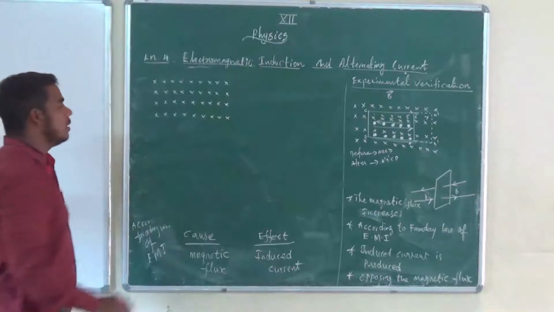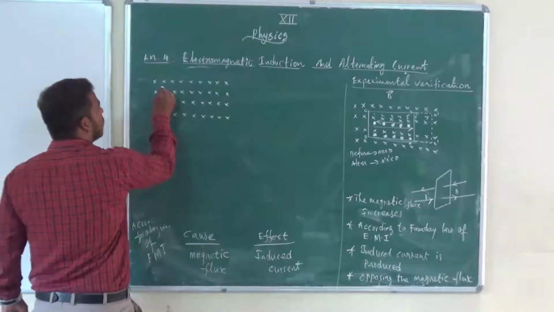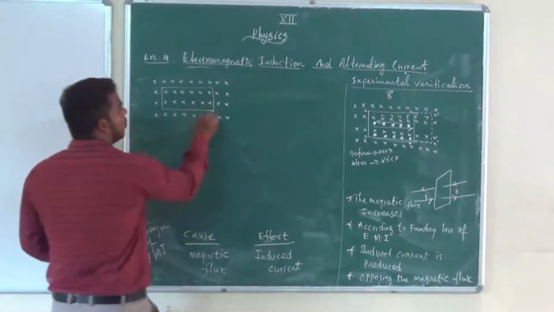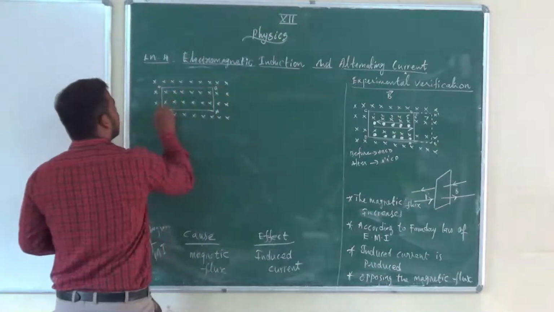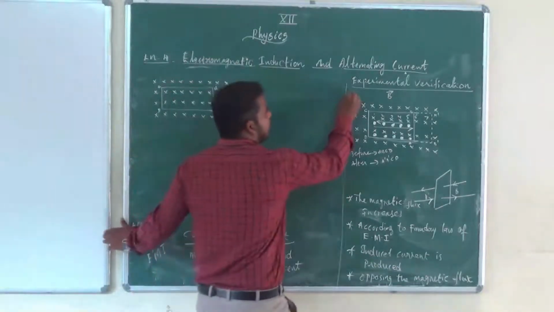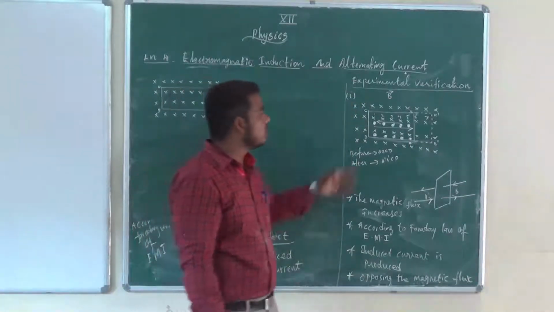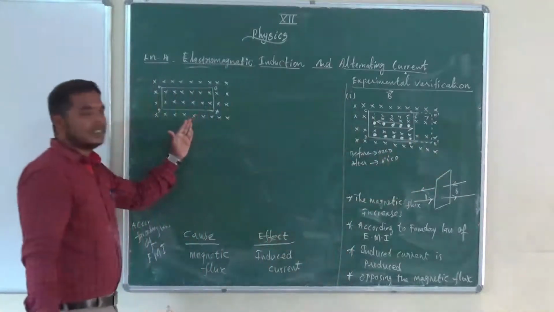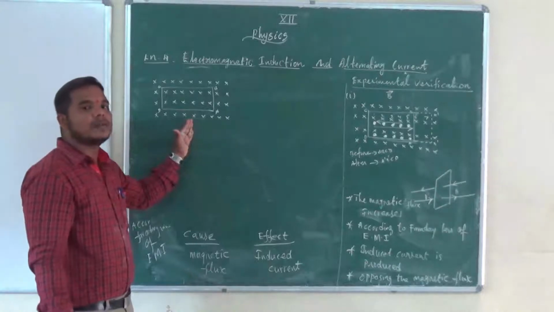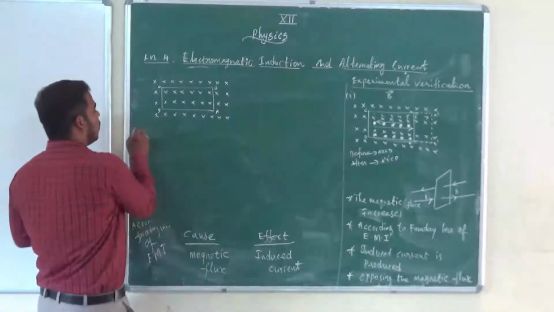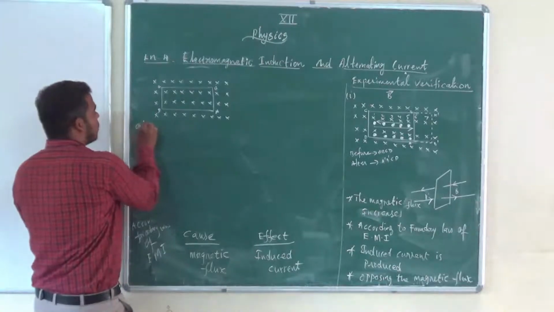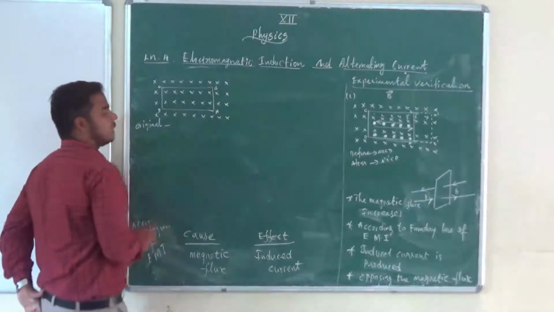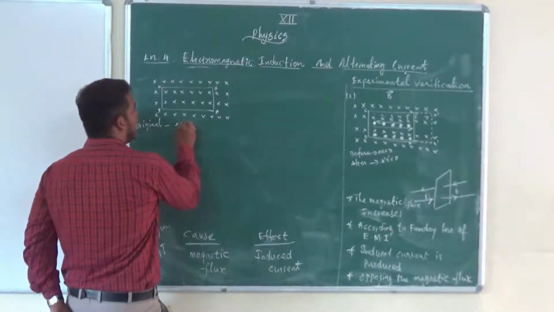So, a uniform magnetic field around a rectangular loop ABCD. In the first diagram, the rectangular loop was increased, but here the rectangular loop's length is going to decrease. How to decrease? The original area of the rectangular loop is ABCD.